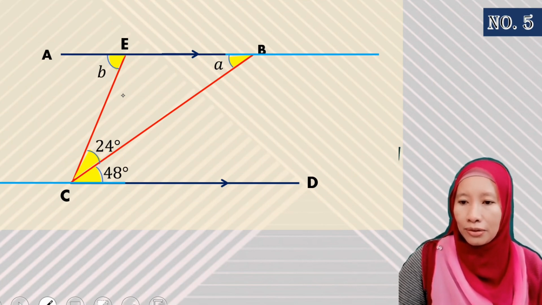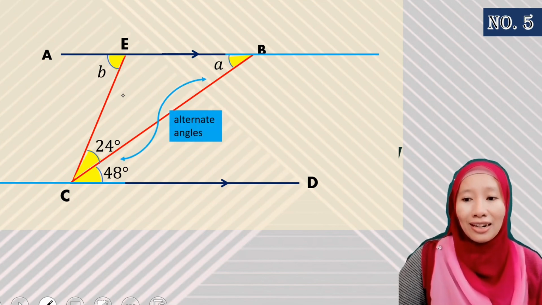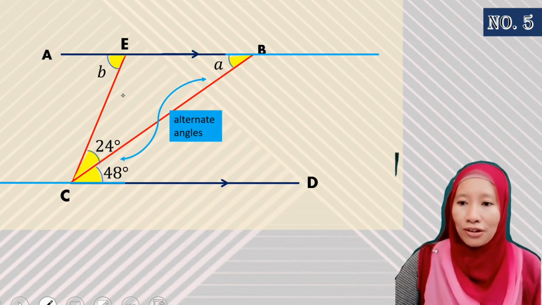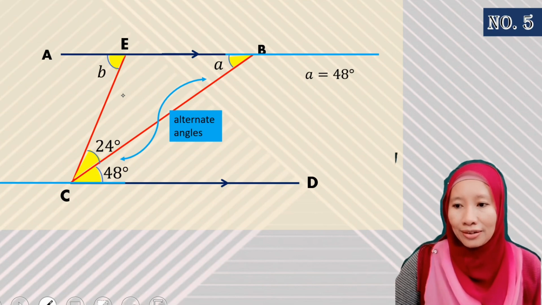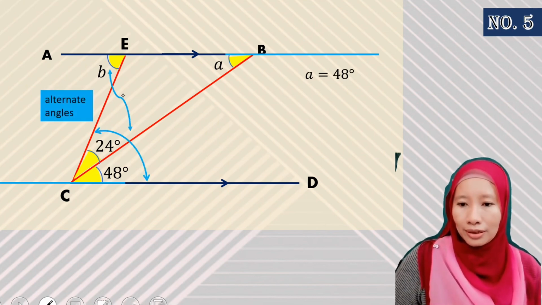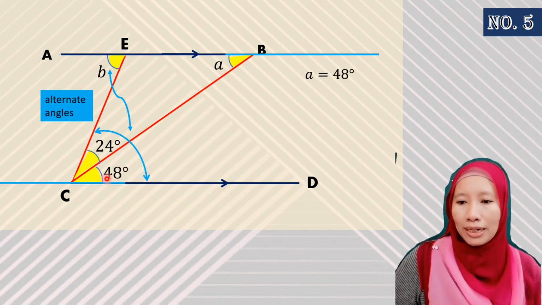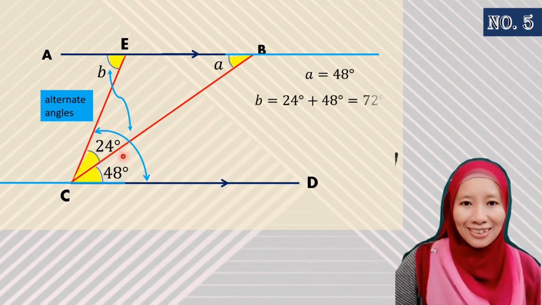Okay, so the relation of A and 48 degrees, they are alternate angles. Therefore, A equals 48 degrees. And B also is equal to the total of this B and this part, the whole part, they are alternate angles. So B is equal to 72 degrees.